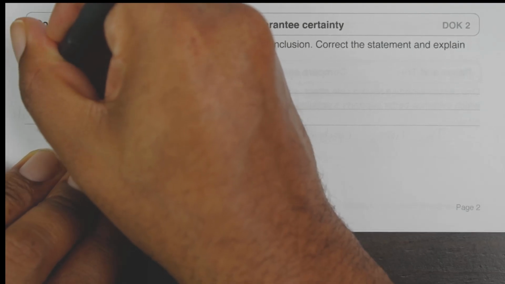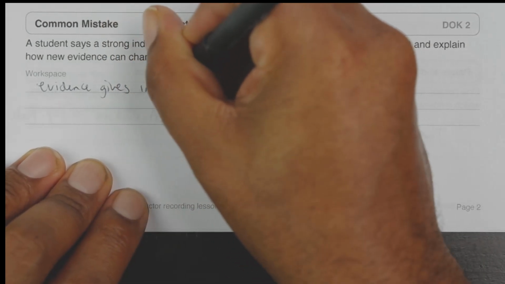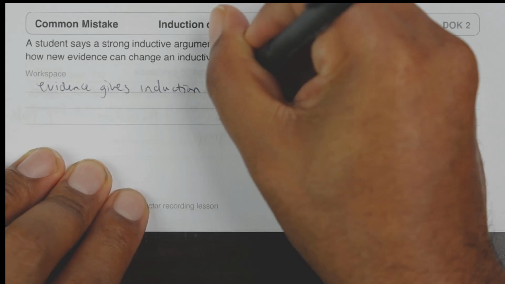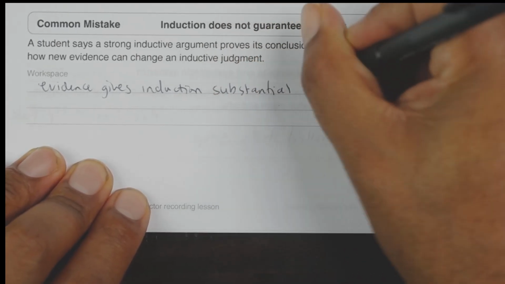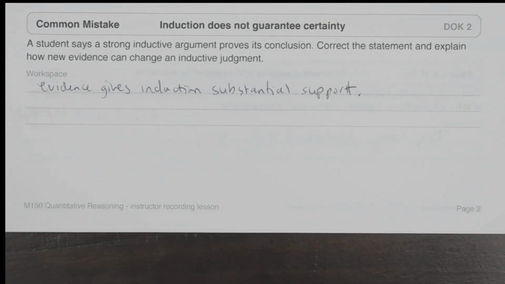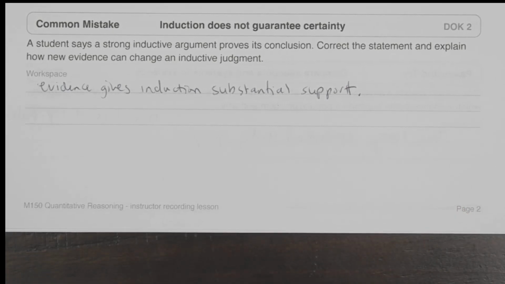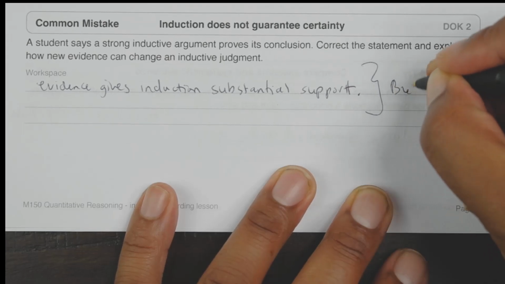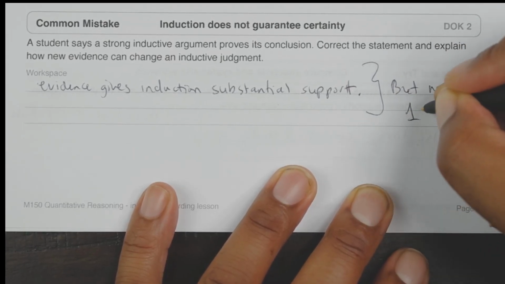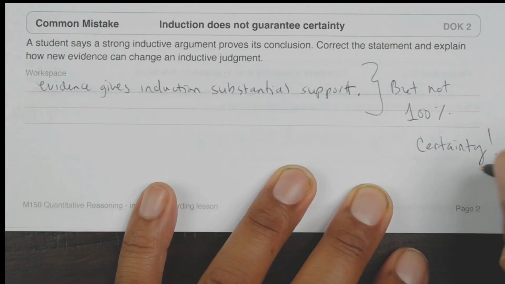So evidence gives induction substantial support. A strong inductive argument essentially means that the evidence is going to give that style of argument substantial support. That's all. But it does not mean 100% certainty. That's the big idea.